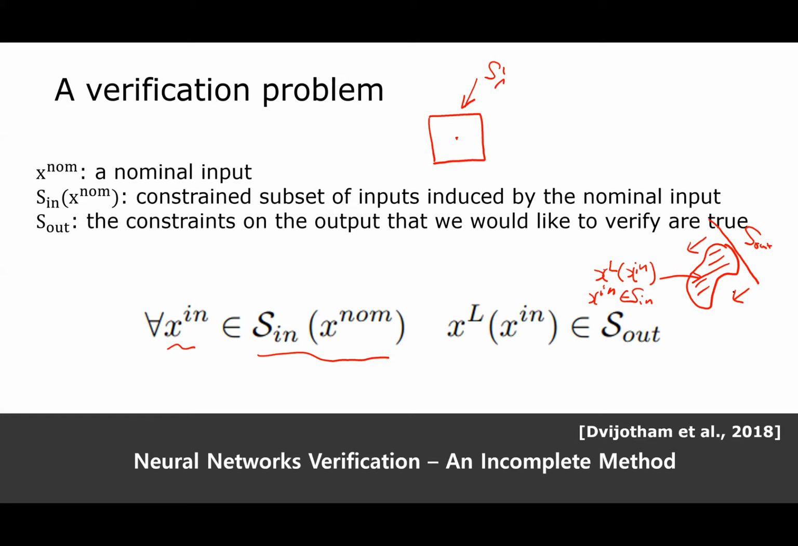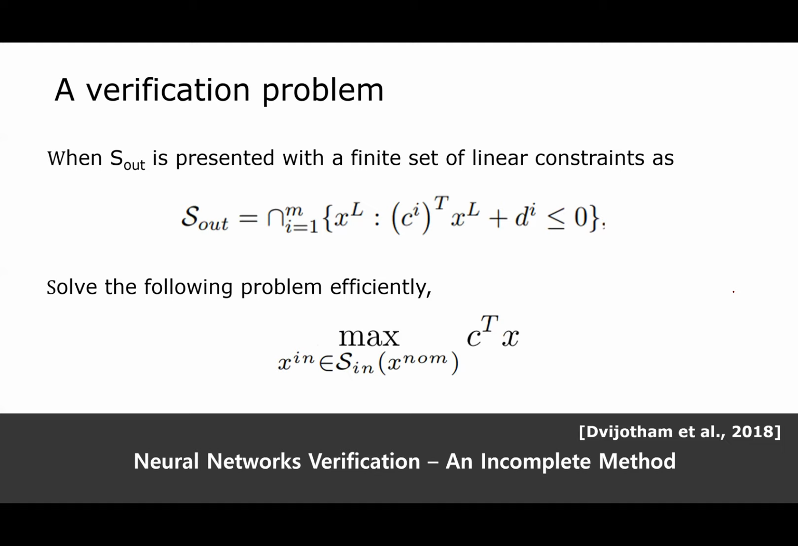The assumption in this paper is that S_out is presented as a final set of linear constraints, such that when we put in X_L, X_L times C_i plus D_i is always less than or equal to zero, right? So we put all the X in here, and X_L should satisfy the linear coefficients C and D, being less than or equal to zero.